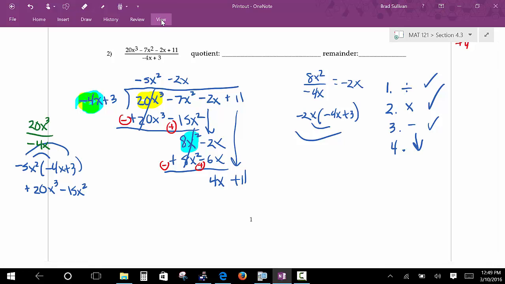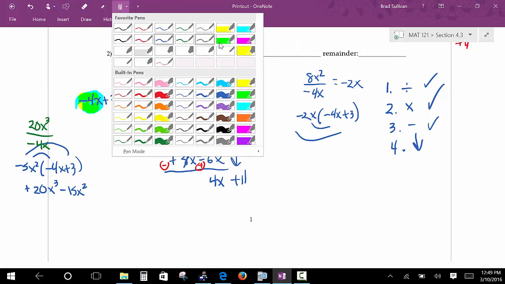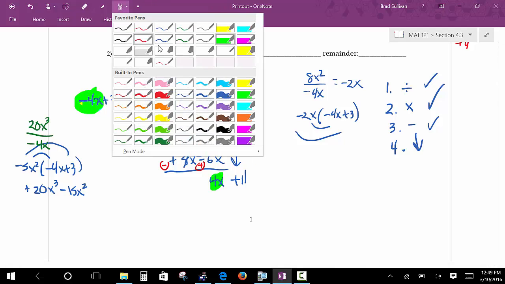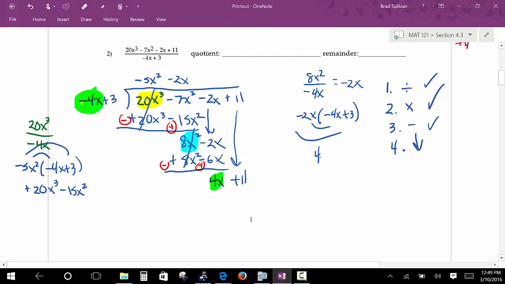Then the next thing that you're going to do is divide this thing by this thing, okay? And when you do that, what do you get? Yeah, you got 4x over negative 4x, which is negative 1, like that, okay? Now just do the multiplication in your head. Negative 1 times negative 4x is positive 4x. You see how that matches? It always will. If it doesn't match that number, you've already messed up. Okay, then negative 1 times positive 3 is negative 3, like that. Then you want to change your signs, and then 11 plus 3 would be 14.